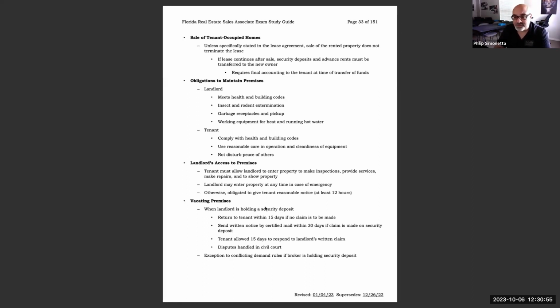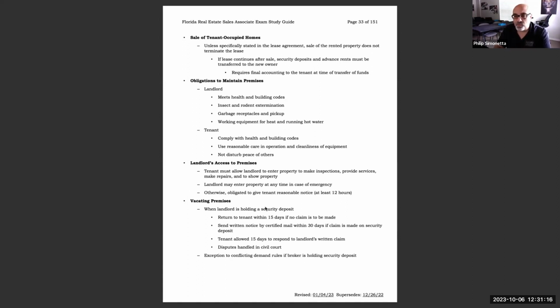Landlord's access to the premises. A tenant must allow a landlord to enter the property to make inspections, provide service, make repairs, and show property. Landlord may enter the property at any time in case of emergency. Otherwise, they're obligated to give reasonable notice. Reasonable notice by law is 12 hours. Okay.